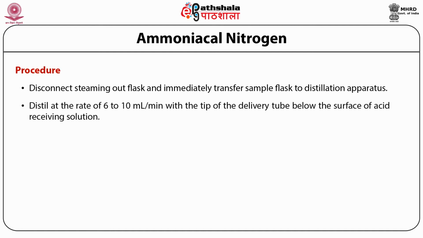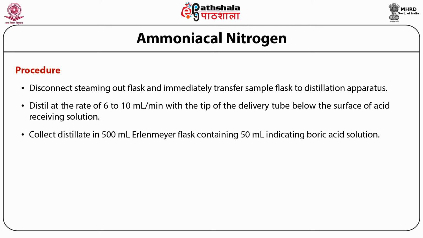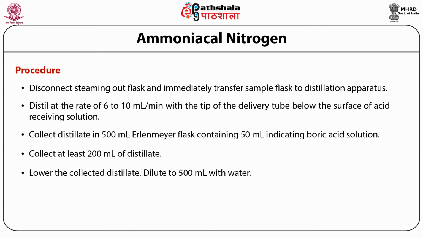Distill at the rate of 6 to 10 ml per minute with the tip of the delivery tube below the surface of the acid receiving solution. Collect distillate in a 500 ml Erlenmeyer flask containing 50 ml indicating boric acid solution and collect at least 200 ml of distillate. Lower the collected distillate free of contact with the delivery tube and continue distillation during the last minute or two to cleanse the condenser and delivery tube, then dilute to 500 ml with water.